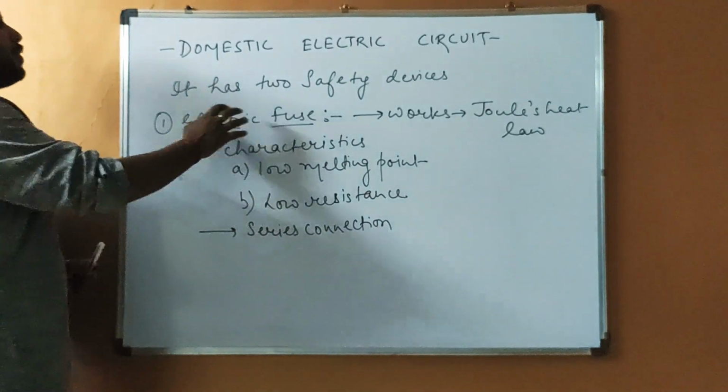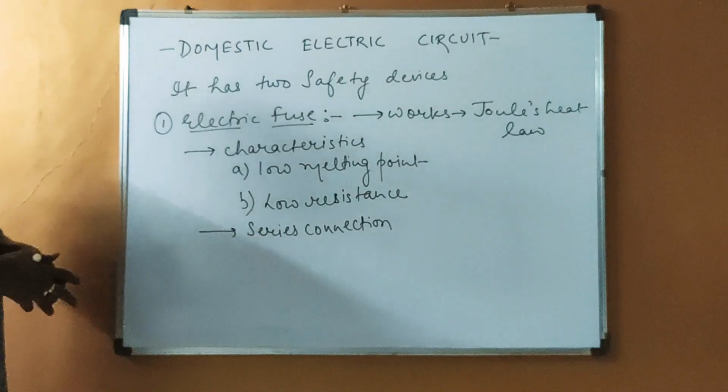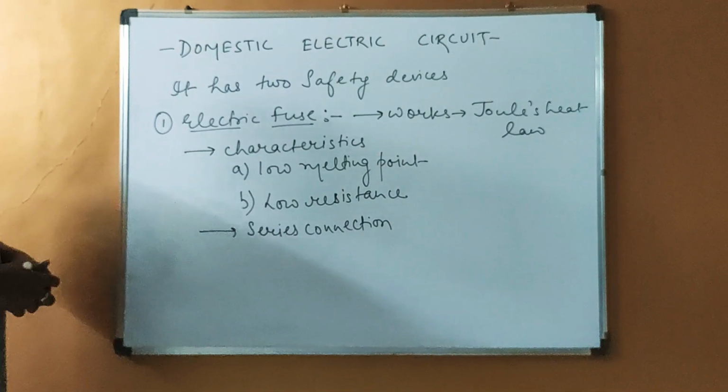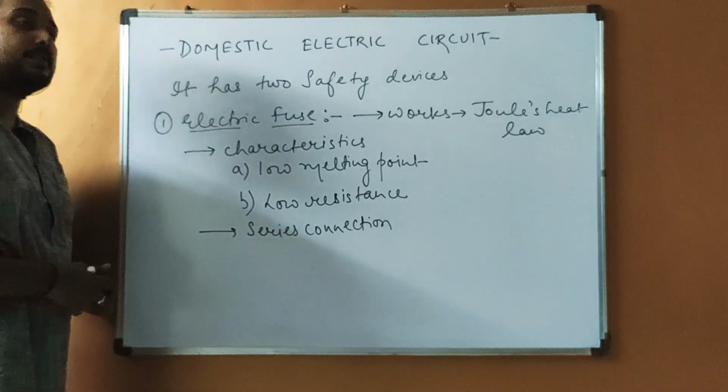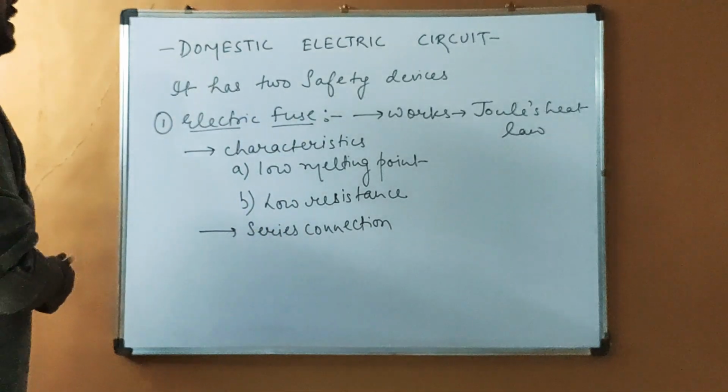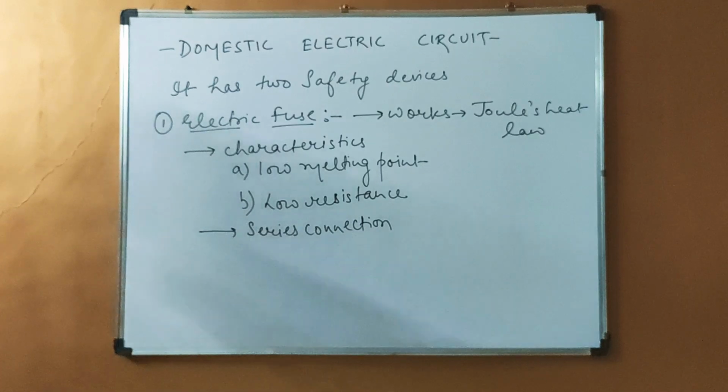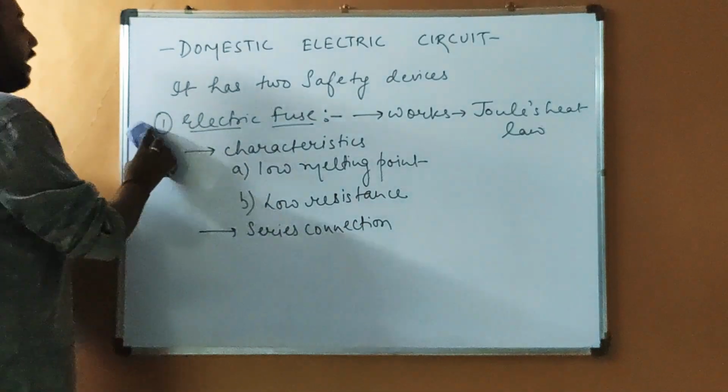Again, I am repeating, what was the work done by an electric fuse? Whenever a high amount of current flows through it, it melts down due to high temperature, breaks the circuit and keeps our appliances safe. This we have already studied in the previous chapter, electric fuse.